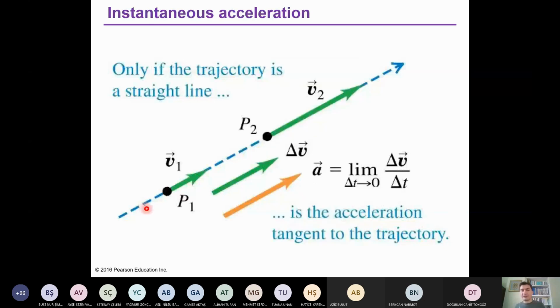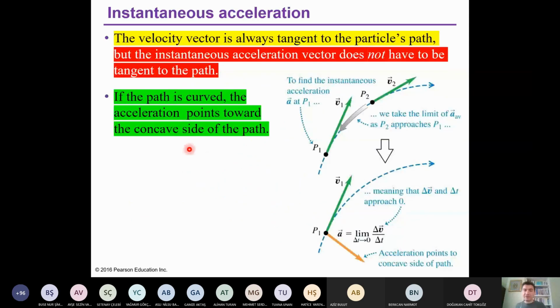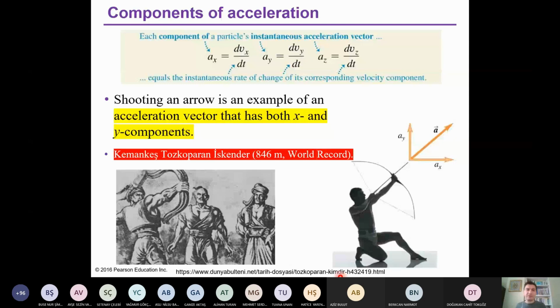So then the acceleration is tangent to the trajectory. Velocity is along this axis, and acceleration is also tangent to the trajectory. And it is only valid for straight line motion. But in case of a curved path, the acceleration points toward the concave side of the path. Now, let me discuss the components of acceleration.